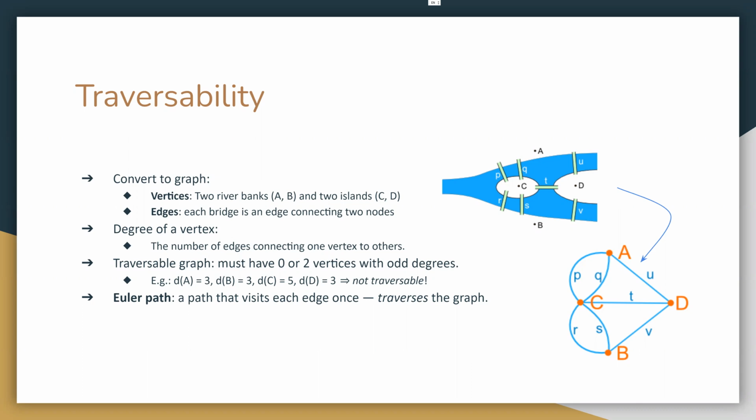So what Euler discovered is that for a graph to be traversable, it can only have 2 or none of these nodes with an odd number of degrees. For example, in this one, it's easy to count. A has a degree of 3, D is 3, B is 3, and C is 5. So we have 4 nodes here, and all of them have an odd number of connections. That basically says this graph is not traversable, meaning you have to walk on one of the bridges at least more than once.